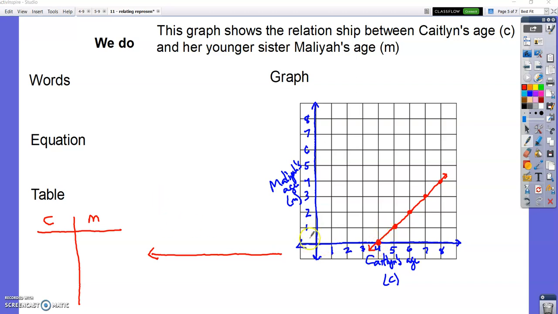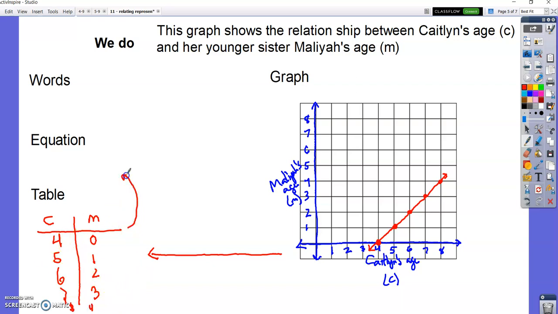I'm okay. So what I see here, when Caitlin's age is 4, Malia's age is 0. When Caitlin's age is 5, Malia's age is 1. When Caitlin's age is 6, Malia's age is 2. Caitlin is 7, Malia is 3. And when Caitlin is 8, Malia is 4. I ran out of space. So there's my table for the situation.